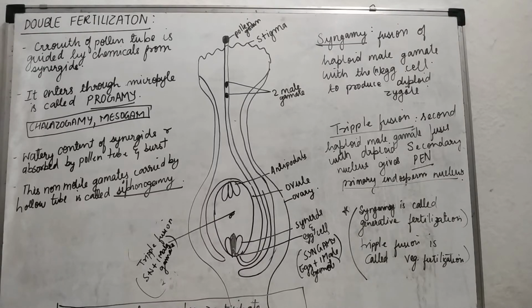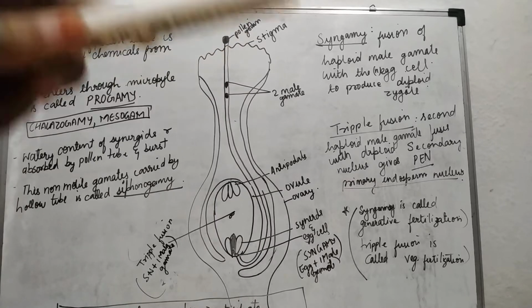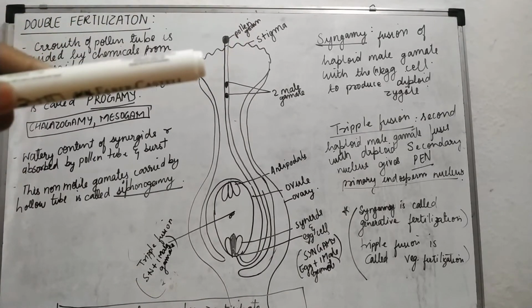We have come to the point where pollen grains drop on the stigma. The stigma starts the process. Once the pollen grain is deposited on the stigma, the female part, the process of fertilization starts. You can see the diagram is shown. This is the pollen grain, deposited on the stigma.